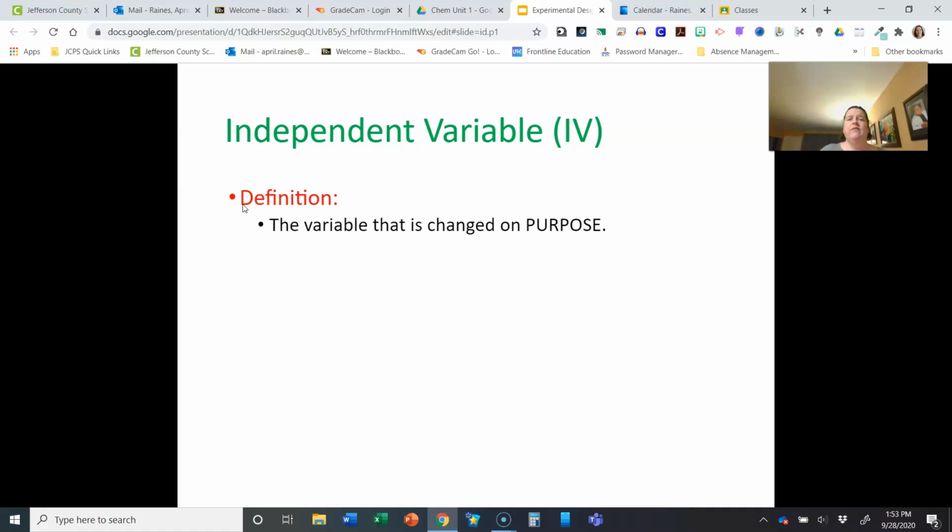So definition, it's the variable that is changed on purpose. Some people call it the manipulated variable. Either way, changing or manipulating it means the same thing. You're basically doing something to change that variable. So you can only change one thing at a time. If you're trying to change more than one thing at a time, you do not have a true experiment because only one thing can be changed at a time.